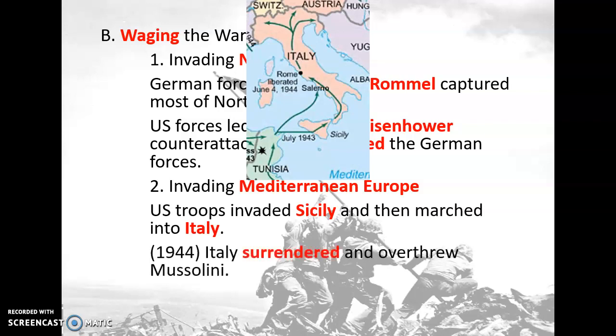Finally, in 1944, Italy surrendered and overthrew Mussolini. The Italians had grown tired of the war. They overthrew Mussolini, they surrendered to the Allies, and they declared war on Germany.